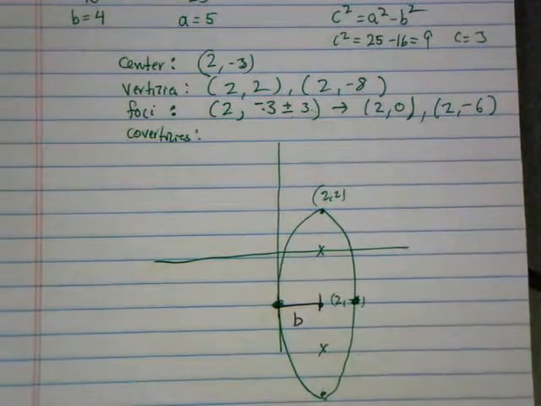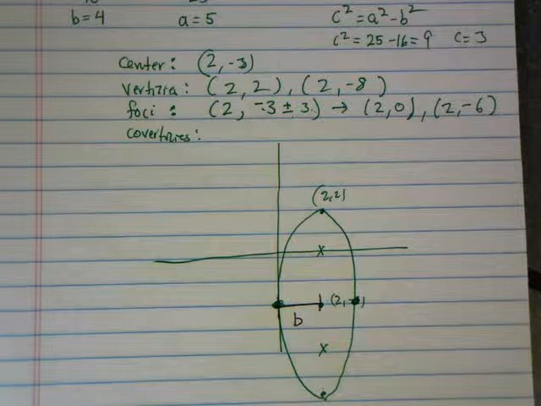So to find the co-vertices, am I changing the x numbers or the y numbers? x. This one is x because this one goes left and right. So when you're dealing with ellipses, vertices and foci go the same direction. The only thing that's the other direction is the co-vertices. When you're dealing with hyperbolas, you don't need to worry about that because there's no co-vertices. Just have to remember that. So when you're dealing with ellipses, you're finding vertices and foci, and they go in the same direction.